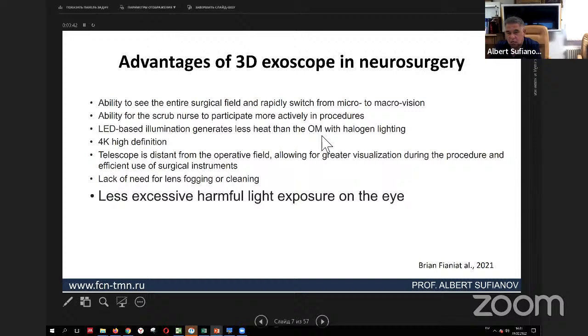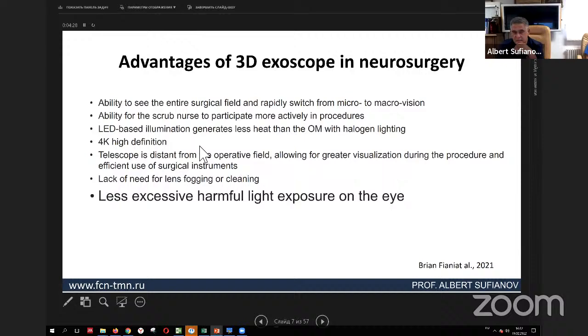Also, we see the ability to see the whole surgical field and rapidly switch from micro to macro vision. Also very important in our view is the LED-based illumination, because it generates less heat than the operating microscope with halogen lighting. Also very important is the vision, because a 4K high-definition monitor is very important, especially in tumor surgery, because we must differentiate the color of the tumor from the brain.